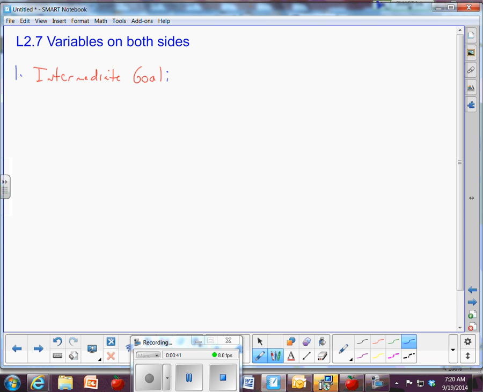Okay, well, to do that, you have to choose a side. And so really the intermediate goal for solving equations with variables on both sides is to choose a side and move all variables to that side.